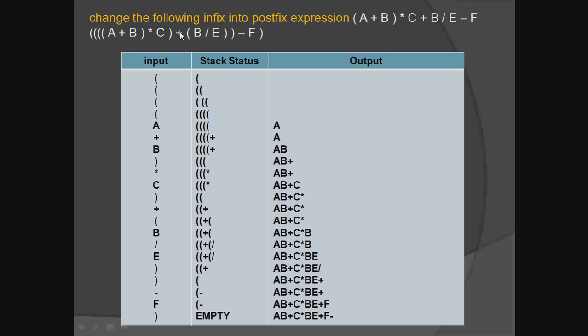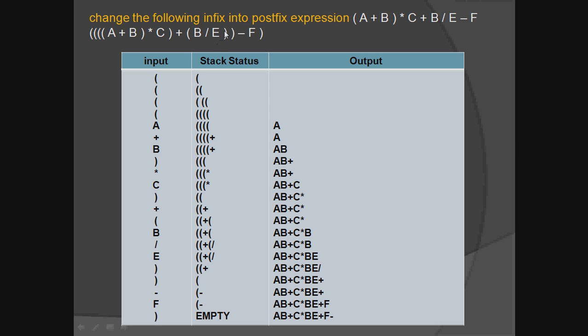Clear? Then after that, plus symbol is pushed into the stack. Then again a left parenthesis is pushed into the stack. So in the output we still have ab plus c multiplication symbol. Then b is read and then b is pushed to the output. After that, division symbol is read and then pushed into the stack. Then e is read and then pushed to the output.